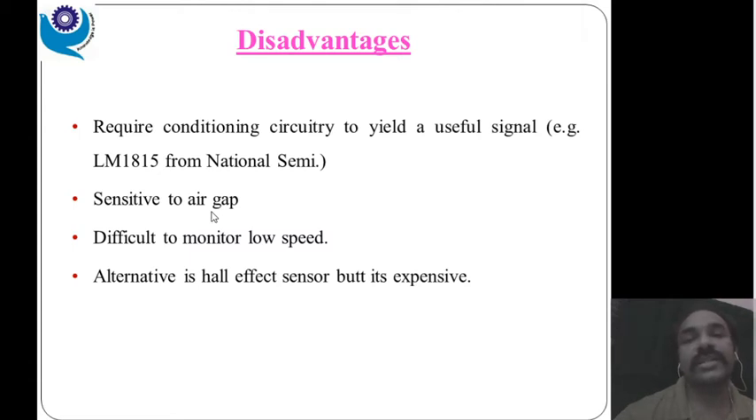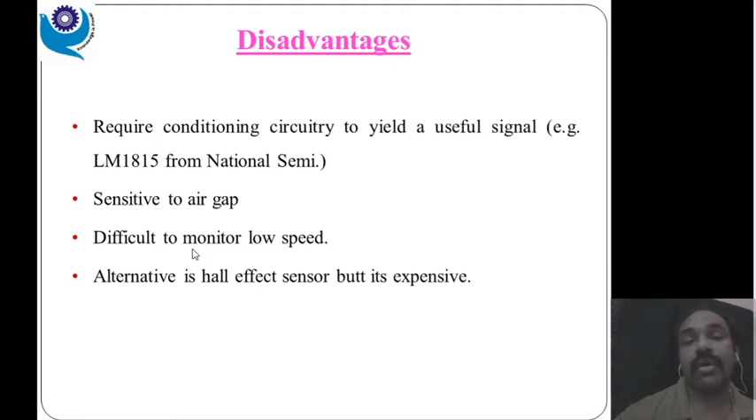Sensitivity to air gap, obviously I have already told you that when the air gap increases, its sensitivity decreases because it induces very less EMF. And another disadvantage is that it is very difficult to operate at low speed, because when the speed is very low, due to the less rotation, or small motion, it will not cut flux at that rate. That's why the EMF induced is very less, negligible to manipulate and amplify. That's why it is very difficult to monitor at low speed.